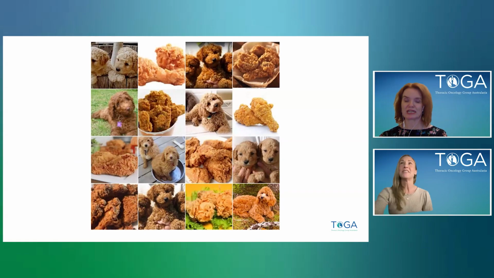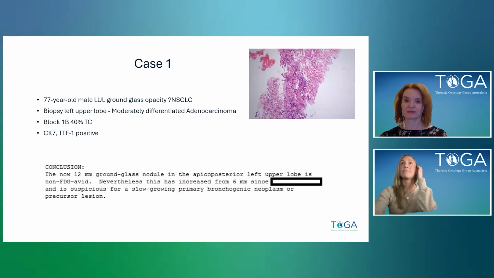So we'll move on to case number 1. This is a very common case that we see all the time. Older male with a GGO, query cancer, had a biopsy, acinar-predominant adenocarcinoma, was TTF1 positive. There was an estimate, perhaps not well shown in this picture, of 40% tumour content.